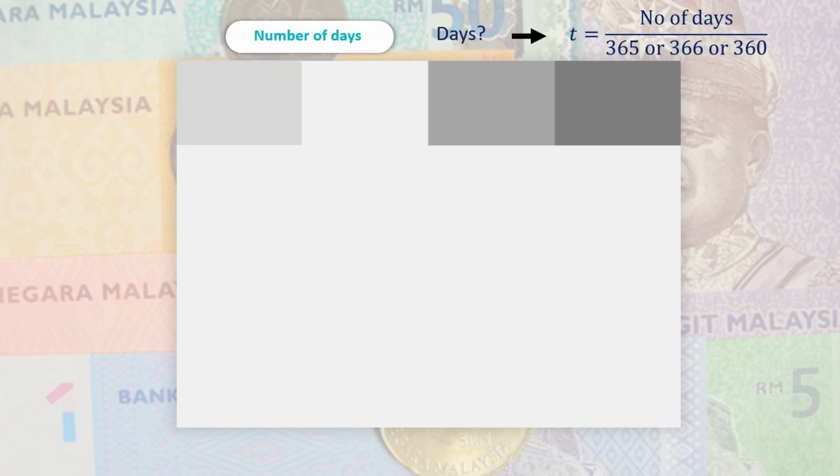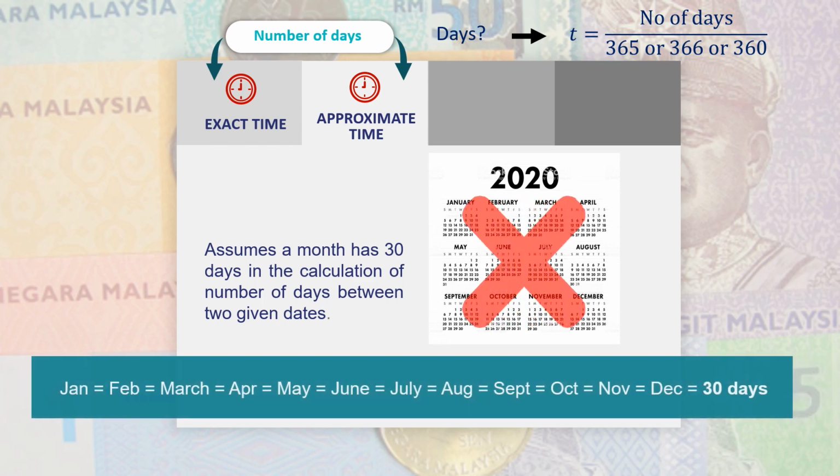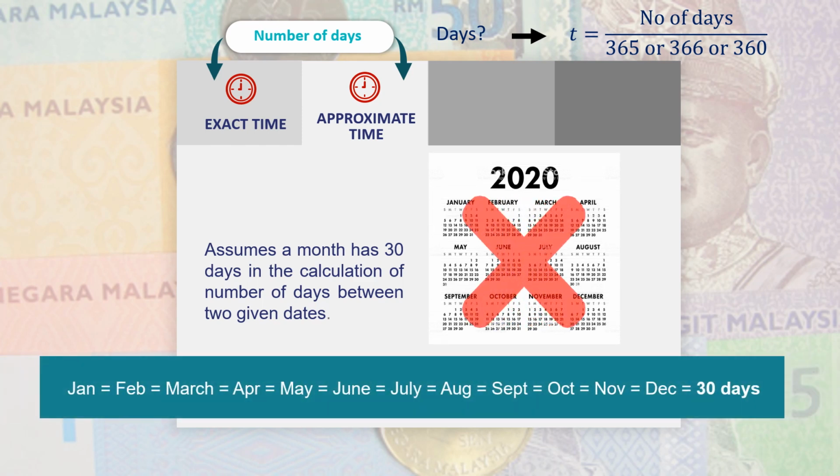The second method to find the number of days is by using approximate time, where we assume a month has 30 days in the calculation of the number of days between two given dates. We assume every month, January, February until December, has 30 days.